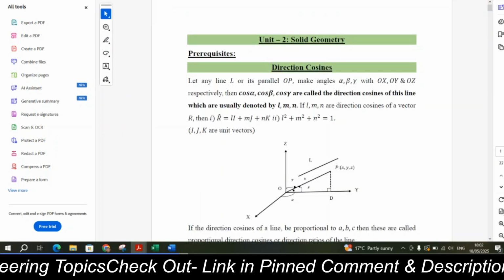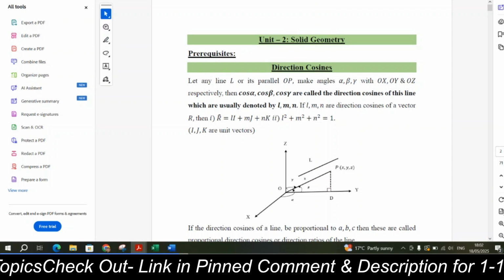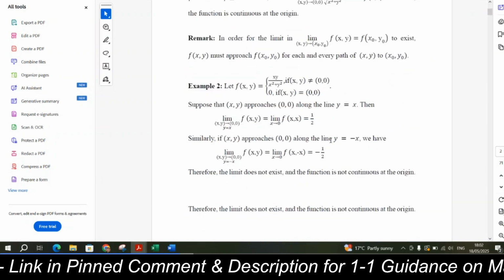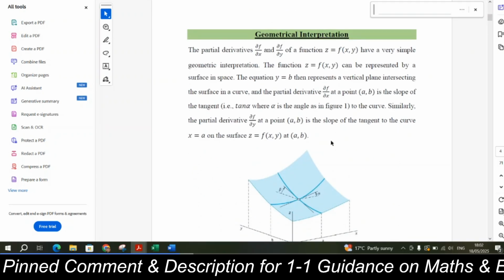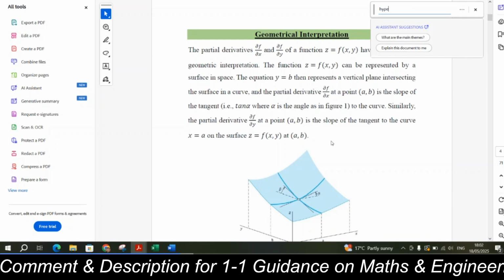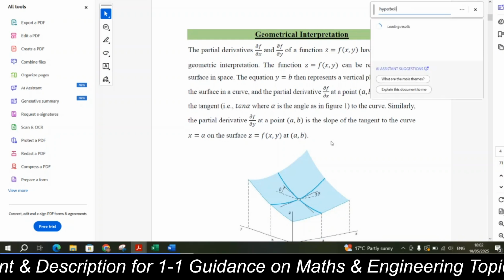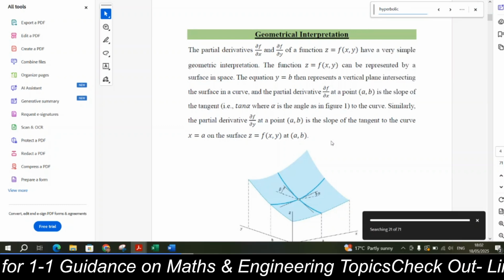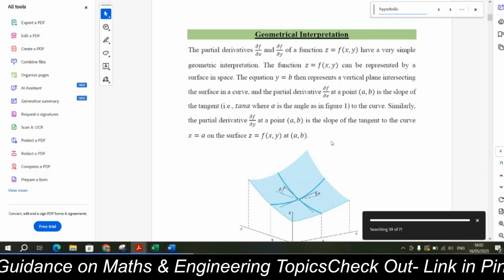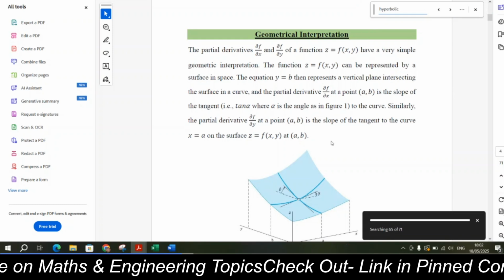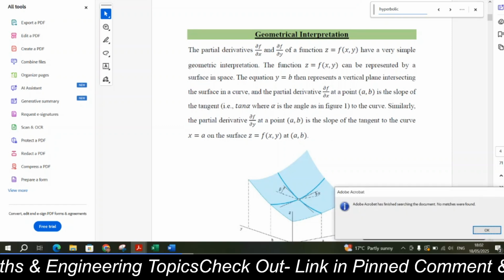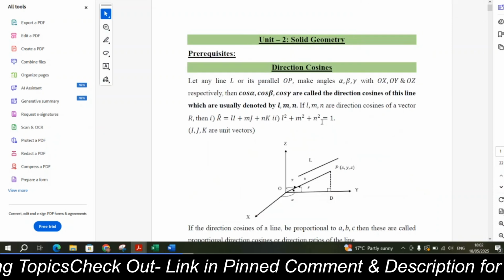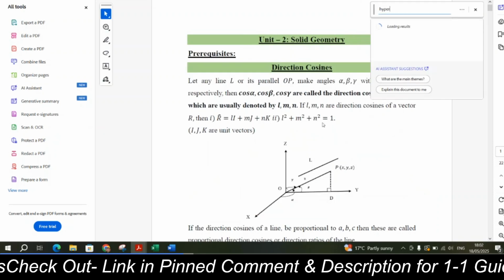This is your unit 1, and obviously unit 1 is differential calculus. I don't see it having hyperbolic functions. Control F. Just a second, I'm checking if hyperbolic is there. Because if it is not there in your first semester, and not in your second semester, in any of the units, then I'm not sure how they are giving you the formula directly.